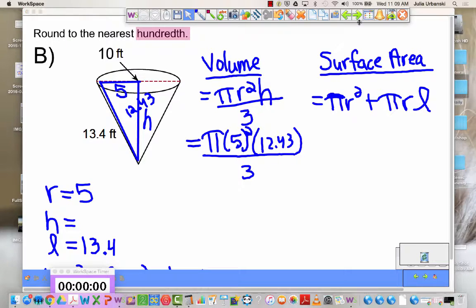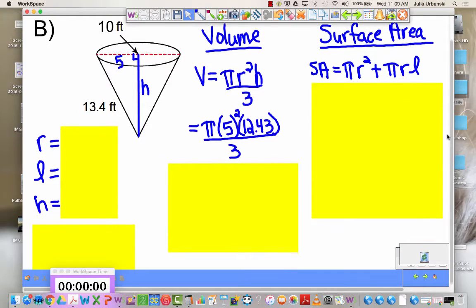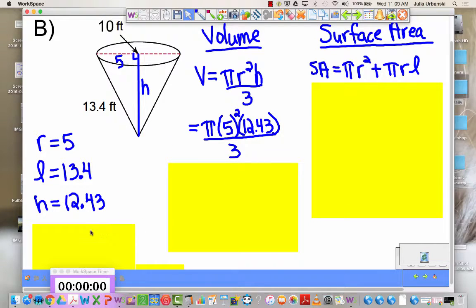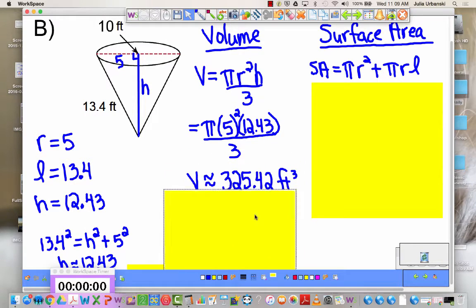Alrighty. Hey, that wasn't free time. All right, I heard one answer. I want everyone else to get a chance to see if they figured it out. Okay, so 5 squared times pi times 12.43 divided by 3 to the nearest hundredth. What do we get? 325.42.